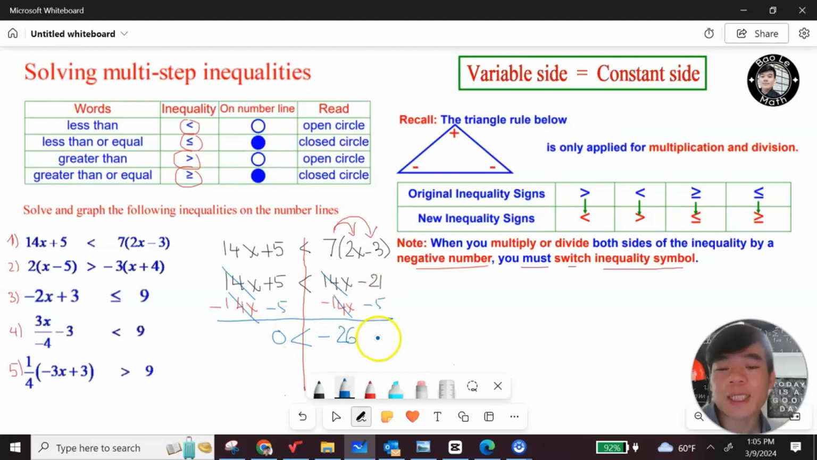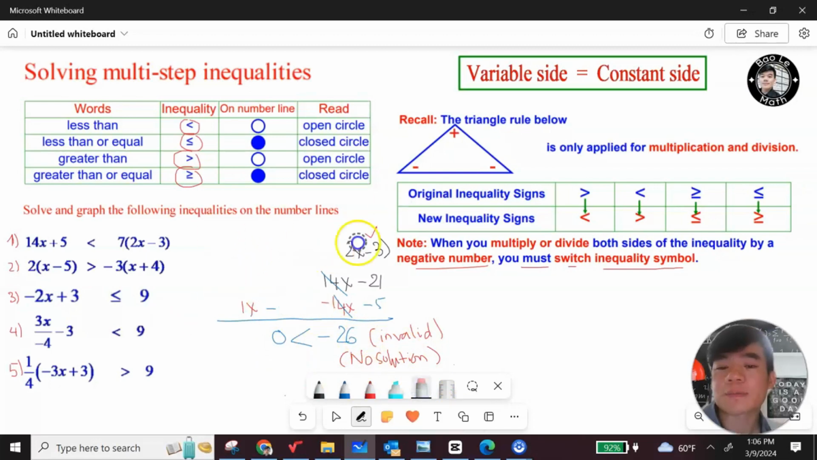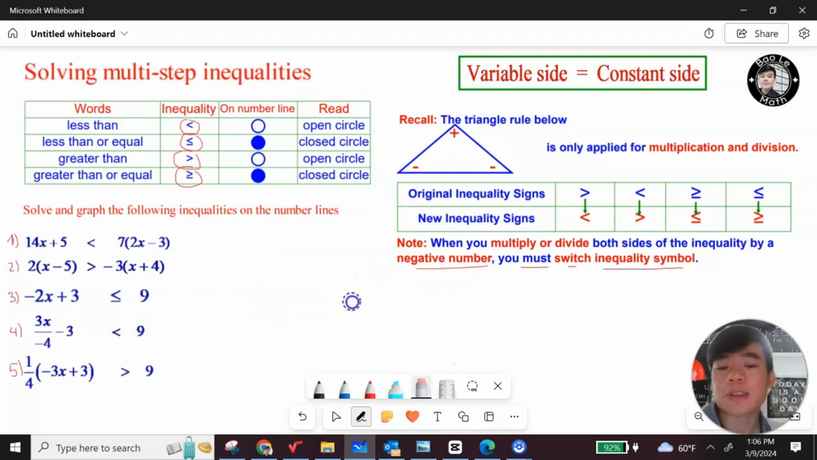Now you look at this one: 0 less than negative 26. This is invalid, right? Because it's invalid, there is no solution. So for the first problem, no solution. 0 less than negative 26 doesn't make sense at all. So in this situation, there is no solution, and you don't need to represent the solution on the number line.